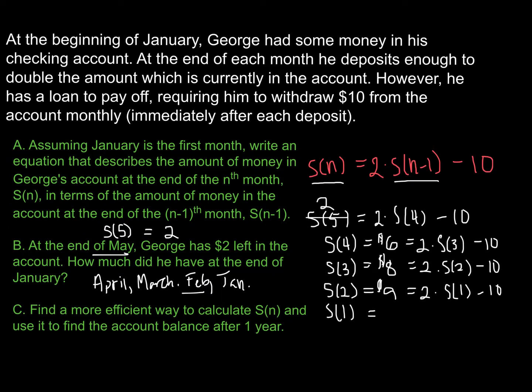So now we've found the amount of money in the bank account at the end of February. And you could go back one step further if you wanted to find out how much you'd have at the start of January before anything had been done. Now you want to find a more efficient way to calculate S of n and use it to find the account after 1 year. So you're thinking about what the initial amount is, and then what I am doing each year. I'm going to let you try that on your own, and we can talk about it at the beginning of class tomorrow.